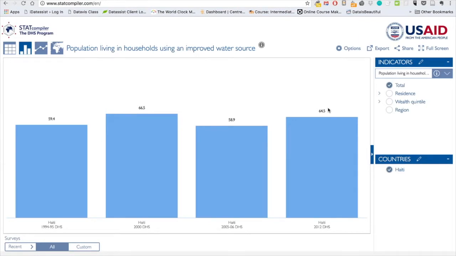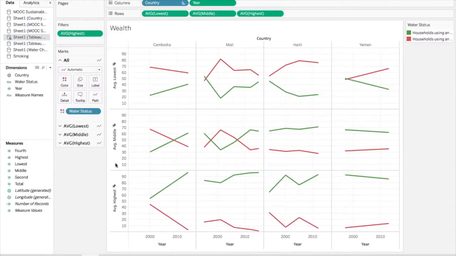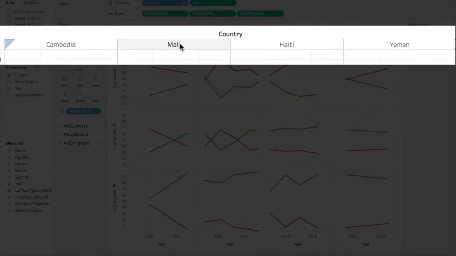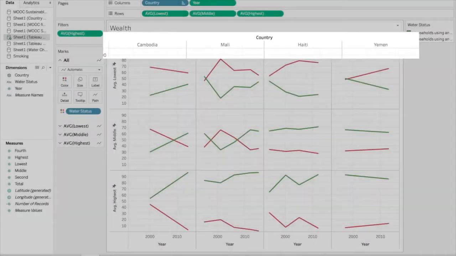And we're going to look at two of the top countries and two of the bottom countries. We are going to get the data from our countries, Cambodia and Mali, where we've seen a significant increase in the percentage of the population that has access to water, and Haiti and Yemen, where we've seen a significant decrease.